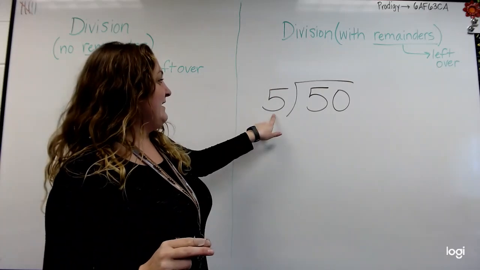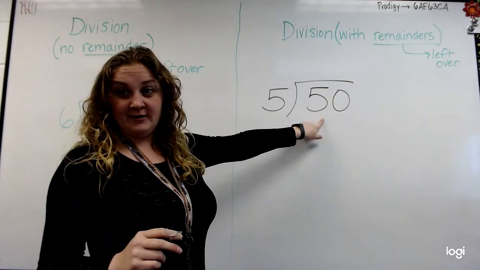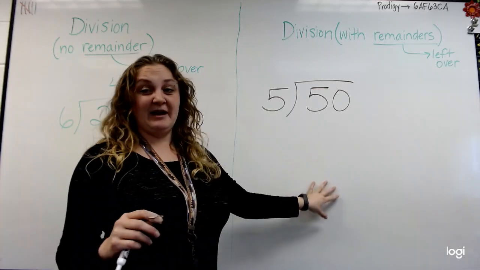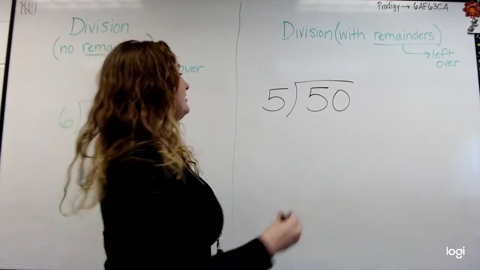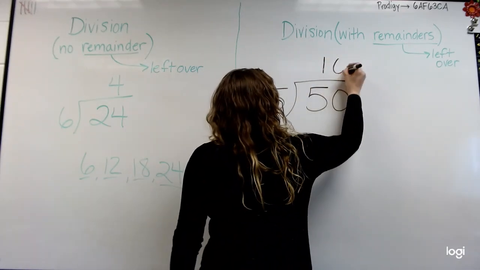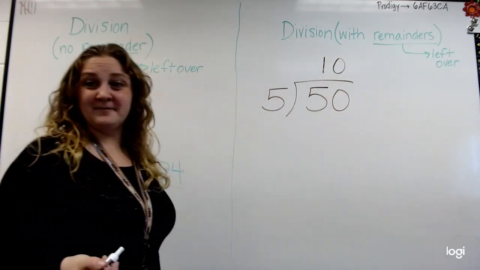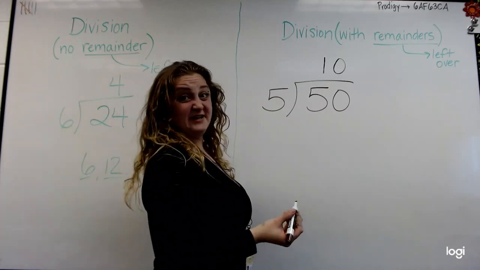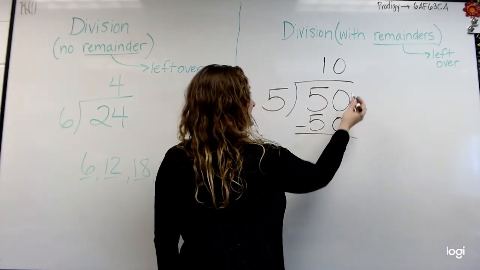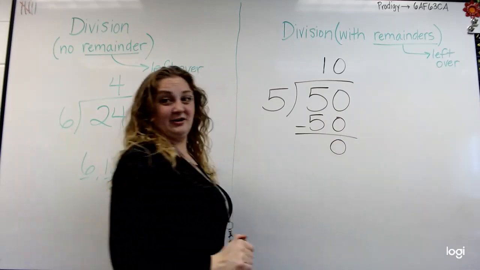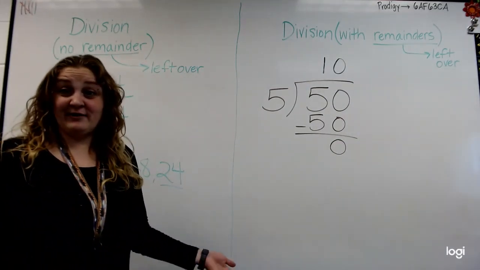All right, now how many 5s will go into 50 without going over? If you needed to write out your skip count, you could. But I think we know this one, right? 10 times 5 is 50. So 10 groups of 5 go into 50 without going over. Is 10 times 5 50? It is. So look what happens. When I subtract, I don't have a remainder. There's nothing left over, right?